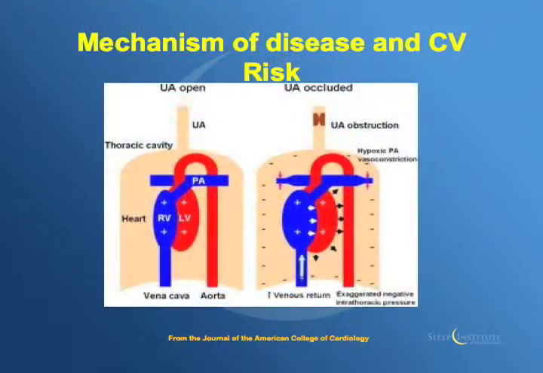This is just a pictorial of the Mueller maneuver, and this is an open upper airway where you have normal pressure gradients across from the chest to the heart, and this is where you create a large negative pressure gradient trying to get air in through an obstructed airway, and you increase your preload and your afterload.